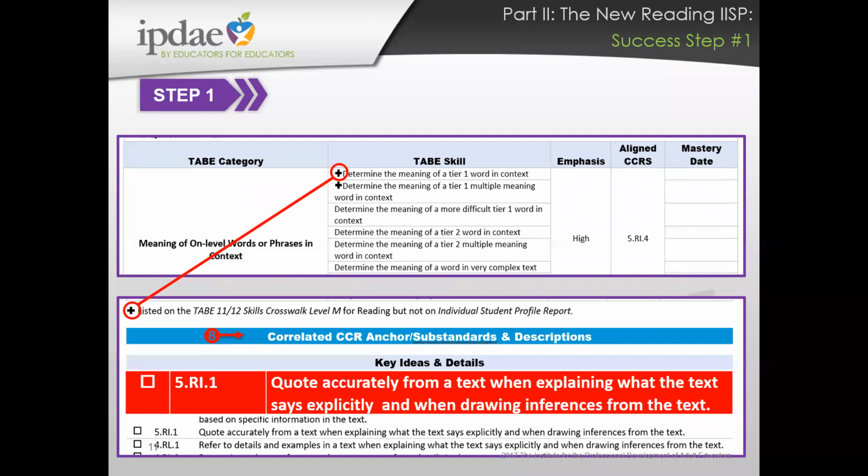5.RI.1. So if you want to know what 5.RI.1 stands for, you would look under section 8 of the plan, and you would scroll down until you located the number. Then to the right of the number, you would have a detailed description. Now, you can't see the explanation here because the document is cut off, but we've added a box to include the full description, which in this case is, quote, "accurately from a text when explaining what the text says explicitly and when drawing inferences from the text."